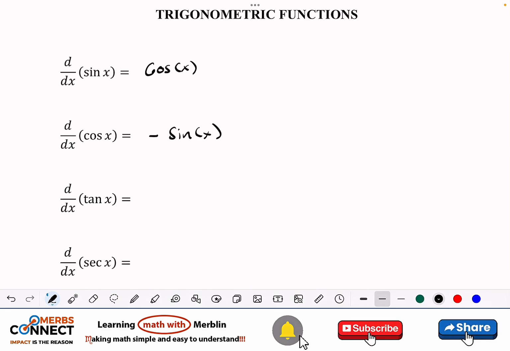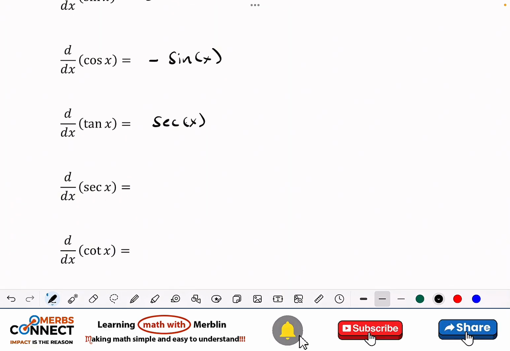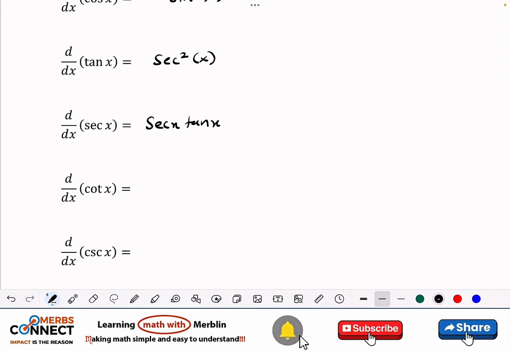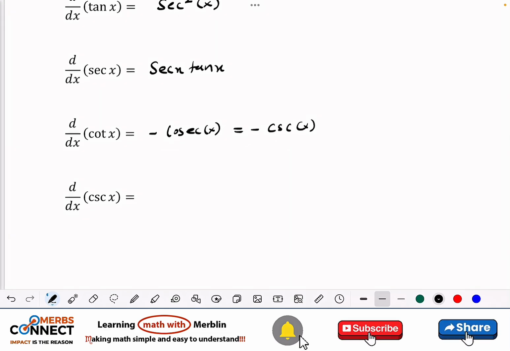And when I differentiate tan x, I'm going to get sec squared x. Sorry, this one's supposed to be squared x. Good. And when I differentiate sec x, I'm going to get sec x tan x. And when I differentiate cot x, I'm going to get minus cosecant x squared, which can be written as minus csc squared x. So if we see something like this, that one too is true.